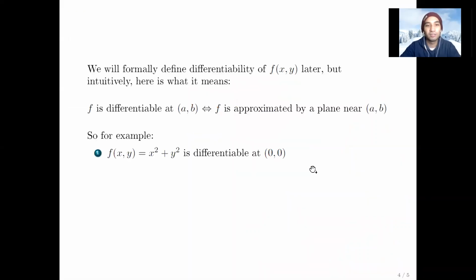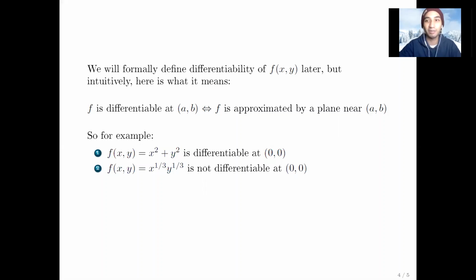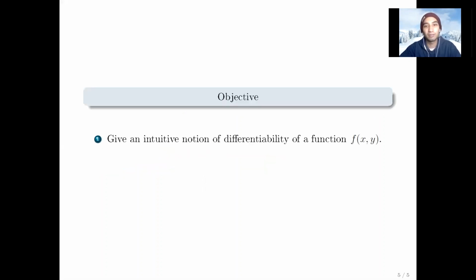Okay? So again, yung f of xy equals x squared plus y squared, gusto natin differentiable siya at 0, 0 kasi it's approximated by a plane near 0, 0. Tapos yung f of xy equals x to the 1/3, y to the 1/3. Gusto natin hindi siya differentiable at x equals 0, y equals 0. So sa concept ng differentiability, mahalaga yung konsepto ng tangent plane. So that's what we will be discussing next. Ano ba yung tinatawag na tangent plane? So for this video, ang ginawa lang natin ay magbigay ng intuitive notion of differentiability. And that intuitive notion has something to do with our function being approximated by a plane.